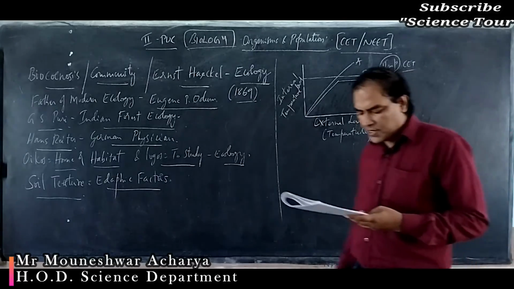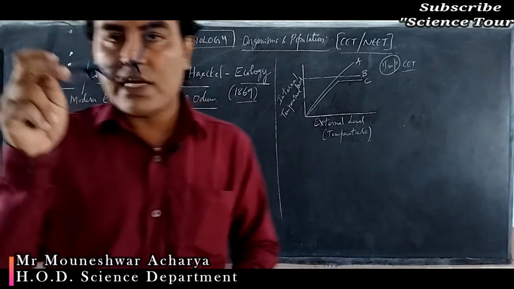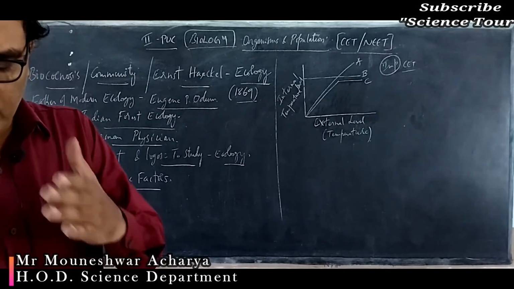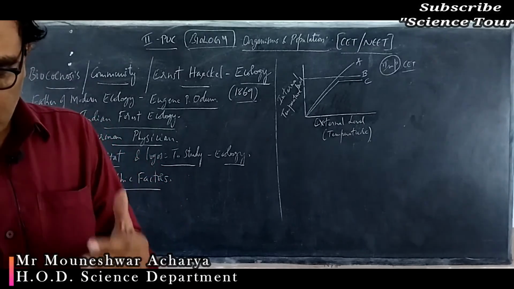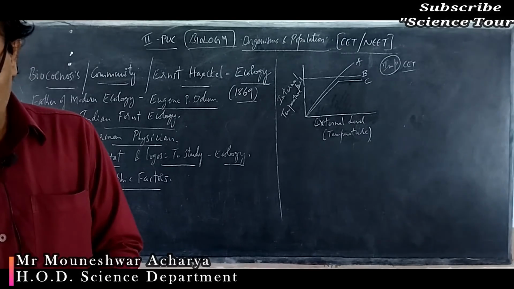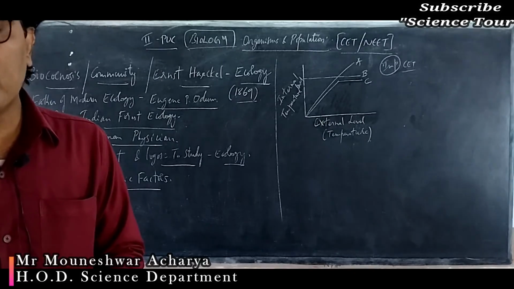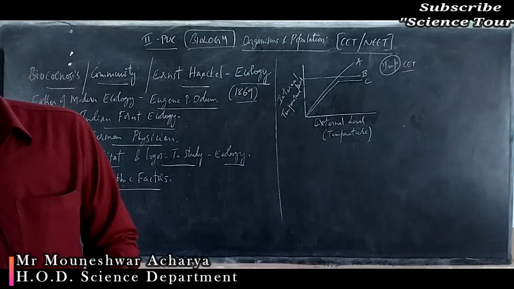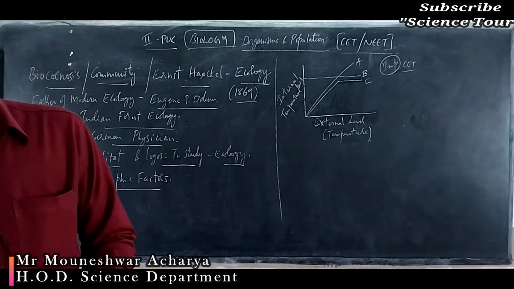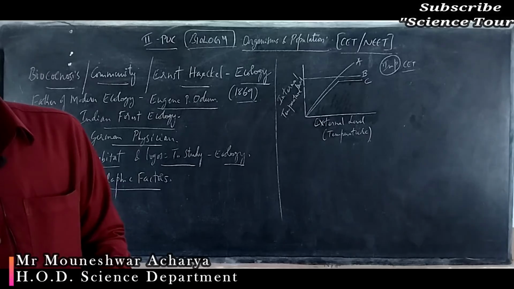Conformers, their temperature range tends to change. 99% of the animals and all plants are conformers. Partial regulators, they can regulate their body temperature up to a certain range, and then they become the regulators. Up to certain conditions they are the conformers, and then they become the regulators. You can see page number 223 of your NCERT. The particular graph is given. So they are given regulators and conformers.